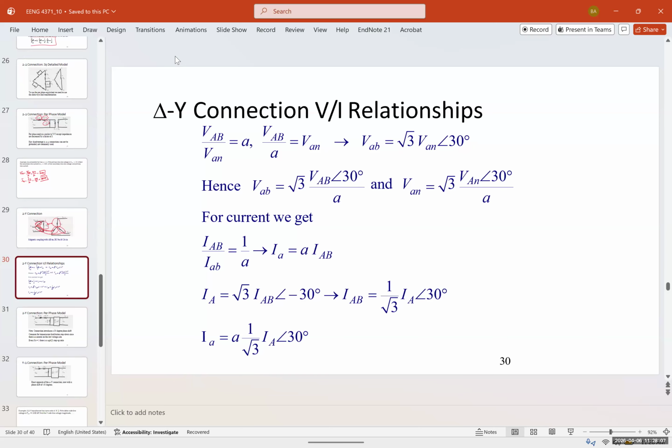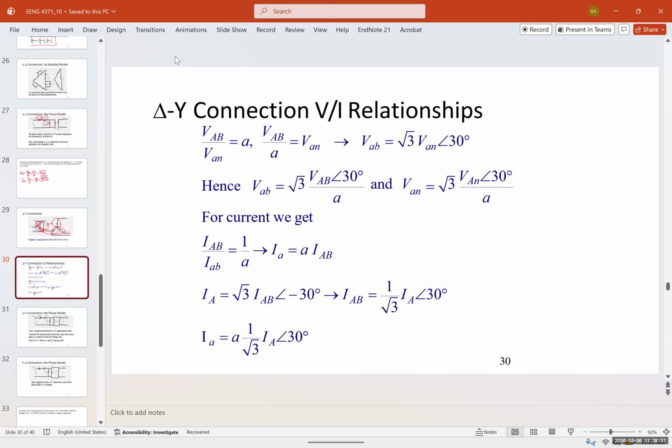Now, since the line-to-line and the line-to-neutral voltages are different in the delta and Y connection, we're going to have some differences from the YY connection and the delta-delta connection. So for the delta-Y connection, the VI relationships will look like this.